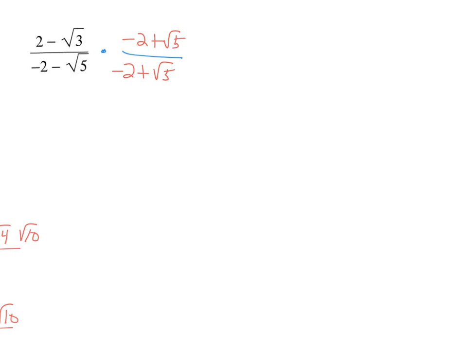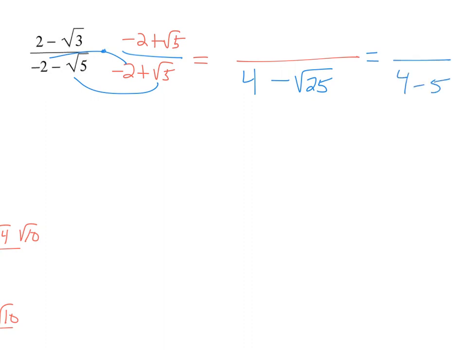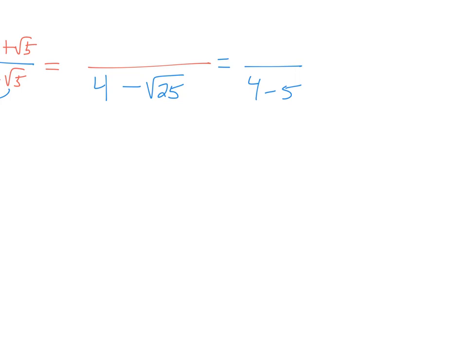You're more than welcome to do the box method twice, but if you remember from class, when you multiply by the conjugate, the middle terms cancel out. So with the denominator, the only thing I need to multiply is the first term and the last term. The first term, negative 2 times negative 2, gets you a positive 4. Negative radical 5 and a positive radical 5 gets you a negative radical 25, which simplifies nicely to 4 minus 5, and then we end up getting negative 1 in the denominator.